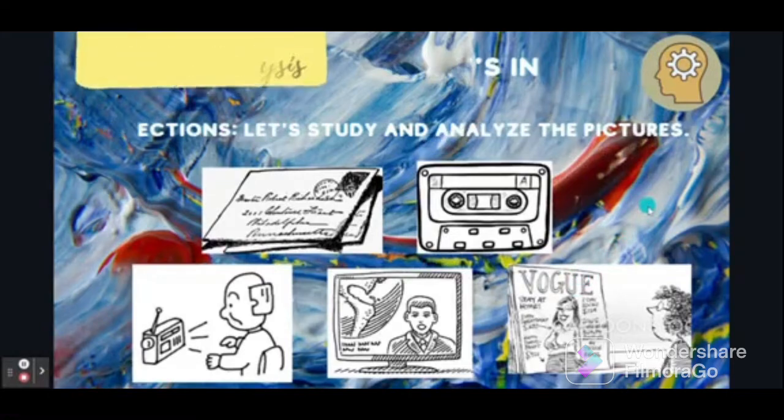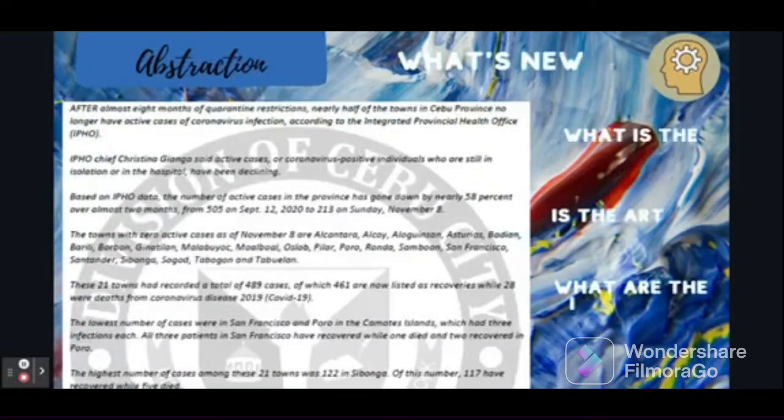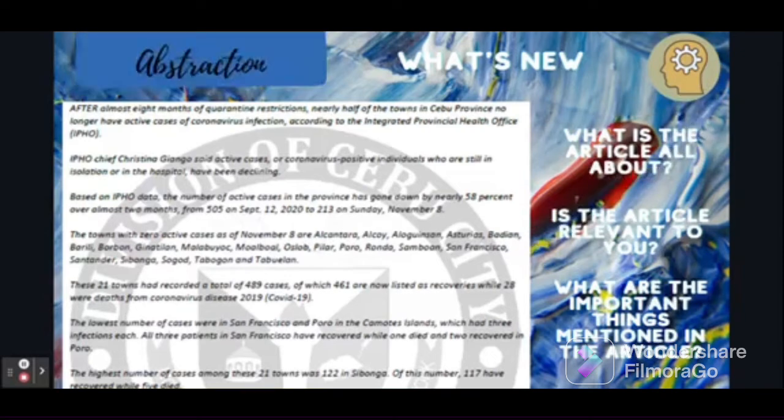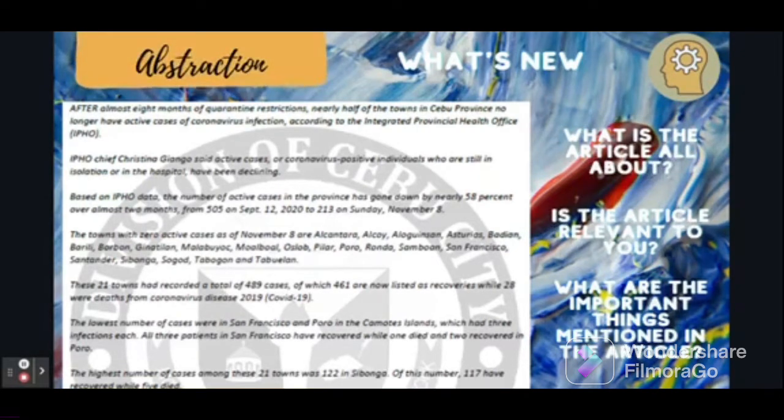And let's try, class, to have this sample. What is the article all about? The article is about 8 months of quarantine restrictions. Nearly half of the towns in Cebu province no longer have active cases of coronavirus infection. Is the article relevant to you? Yes, because it's timely. What are the important things mentioned in the article?